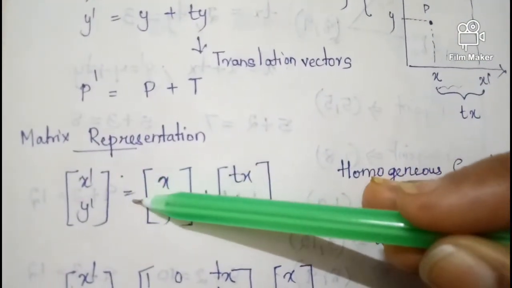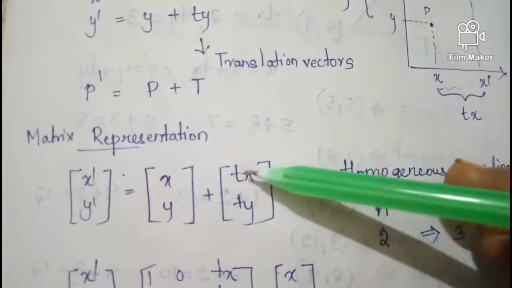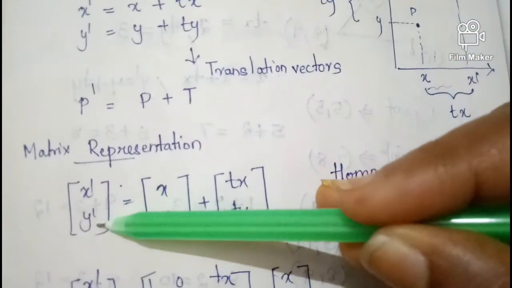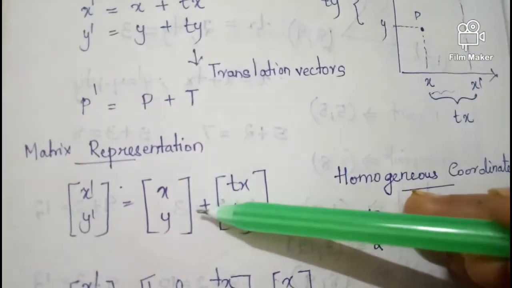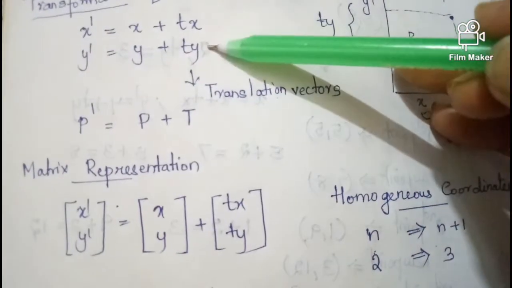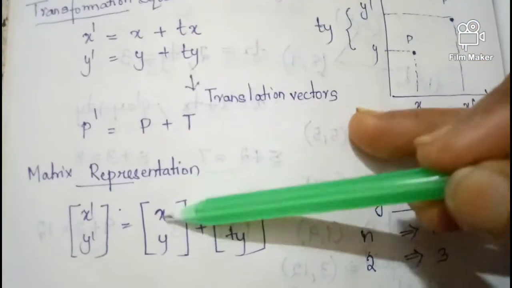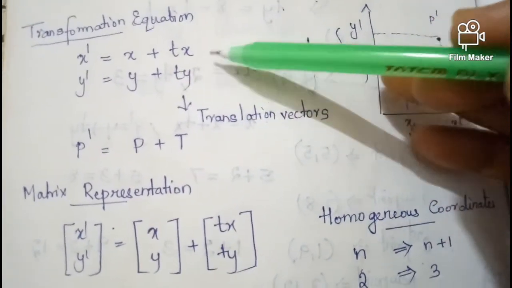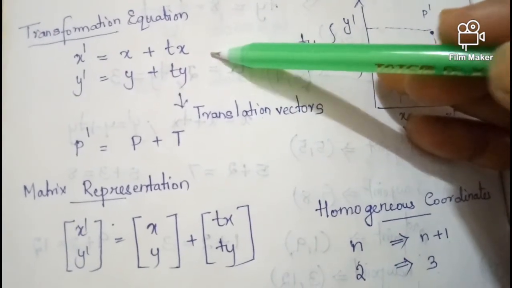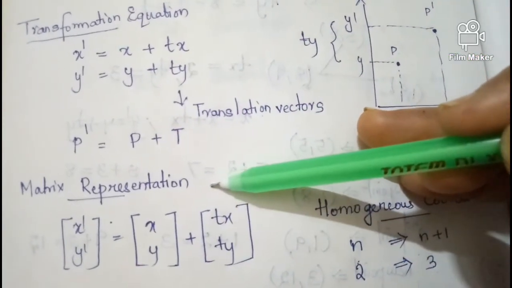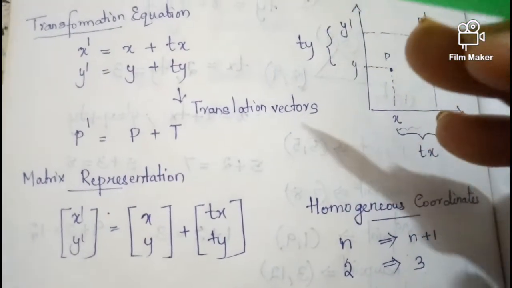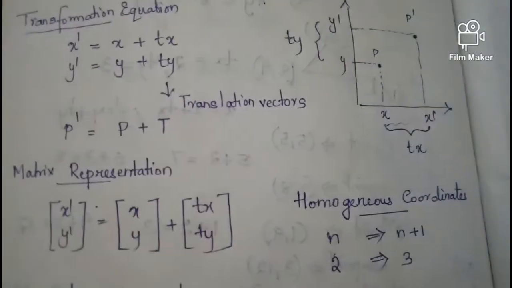x dash is equal to x plus tx. I got this equation. And y dash is equal to y plus ty. I got this equation. So there are two ways of representing translation. Either I can use transformation equations or I can use matrix representations to represent the translation, which is the change in position of an object along a straight line.